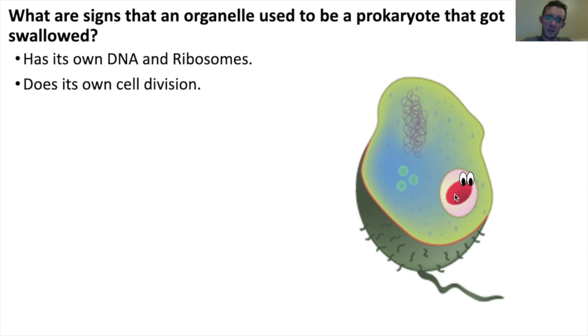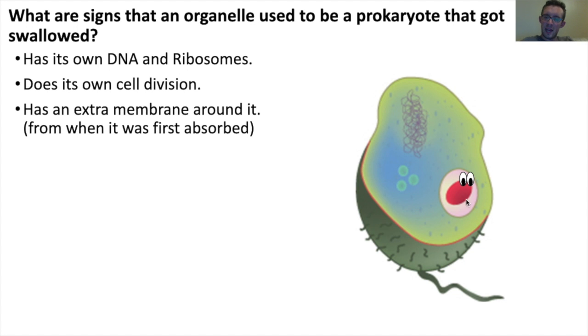Likewise, if the organelle inside of the larger cell does its own cell division separate from the rest of the cell, that tells us that it used to be a prokaryote on its own. And last, if the organelle has a double membrane, that is, an extra bilayer wrapped around its initial bilayer, that tells us that at one point it was potentially absorbed by the larger cell.